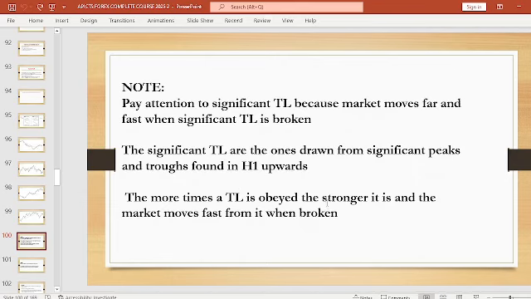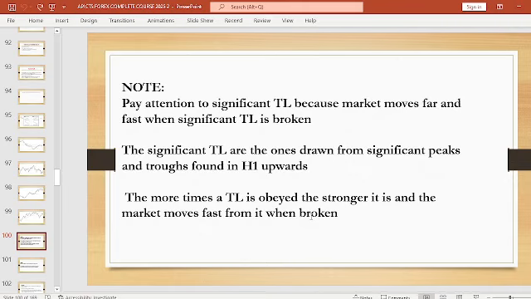The more times a trend line is obeyed, the stronger it is, and the market moves far from it when broken. I wish you understand what this last part is talking about. Anyway, my next class is going to be based on this: the great magic of trendline breakouts. I've taught that in a couple of classes. I taught that in December, in January class, and this year now we're in February class. Now, I would like you to pay attention to my next video.